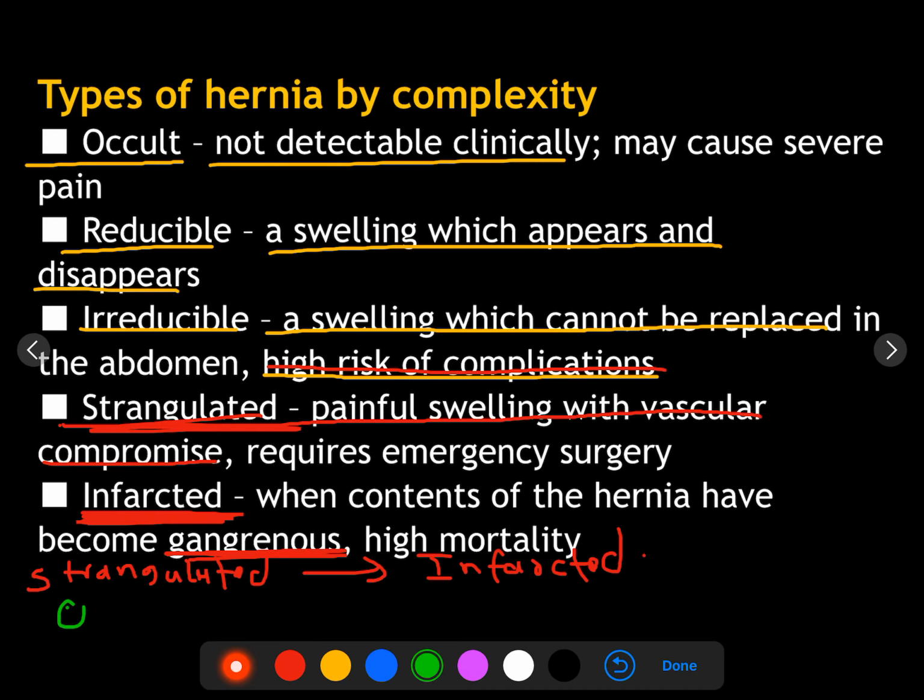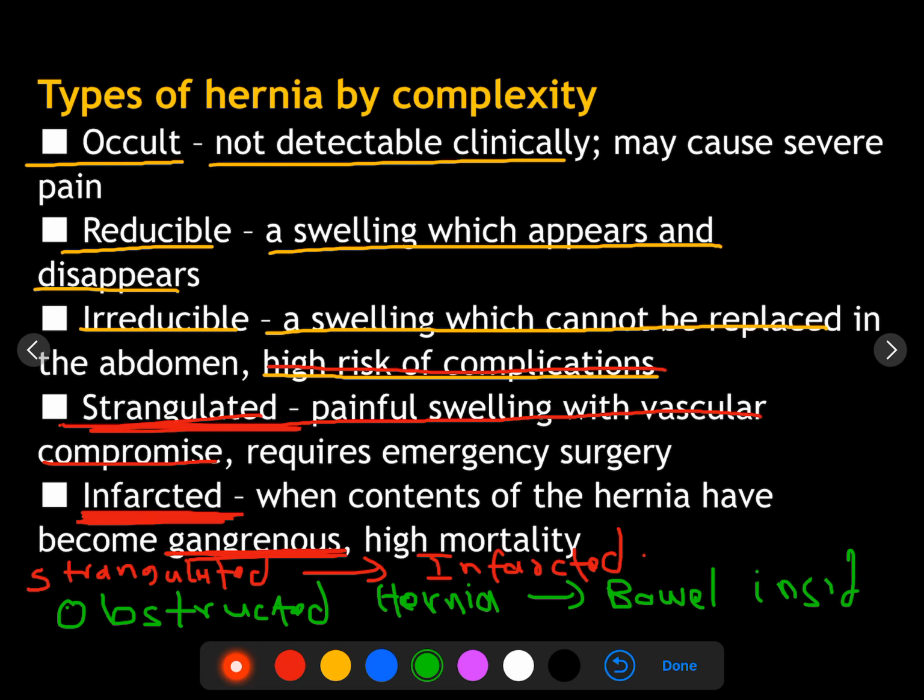Obstructed hernia, which means that the hernial sac contains bowel and this bowel is obstructed, so the name comes with obstructed hernia. So we have occult, reducible, irreducible, obstructed, strangulated, infarcted.